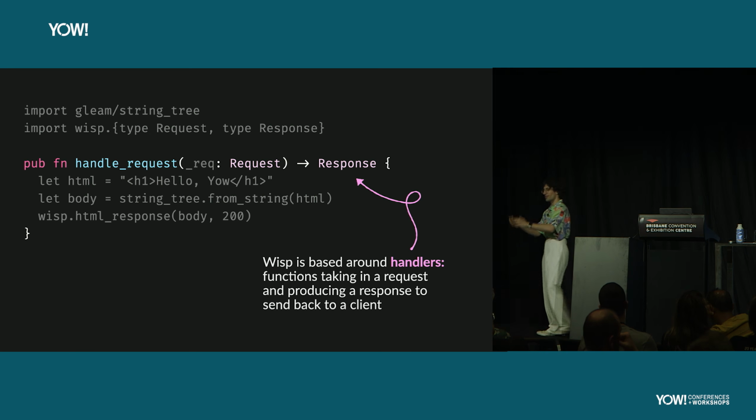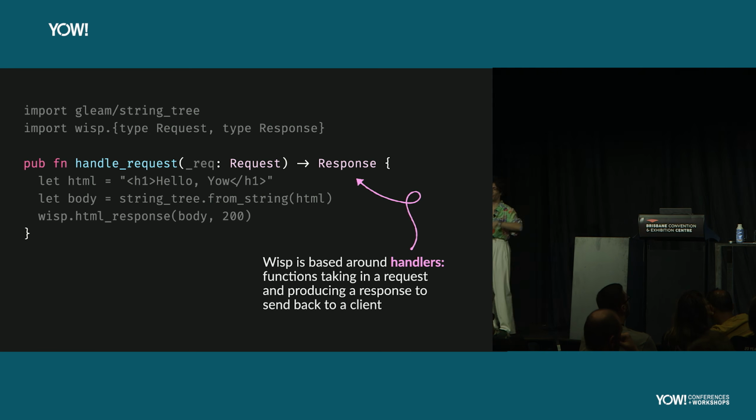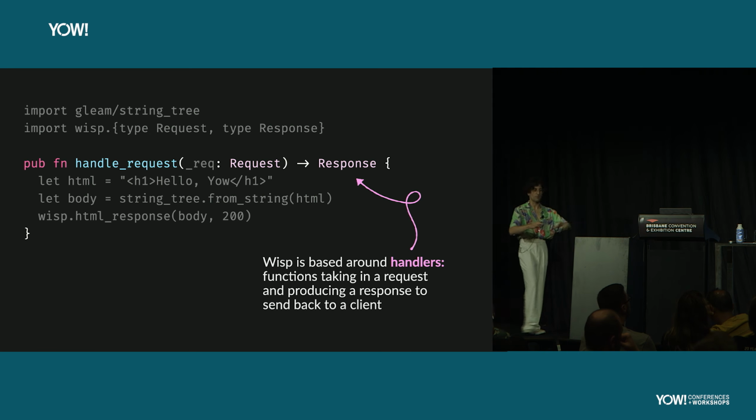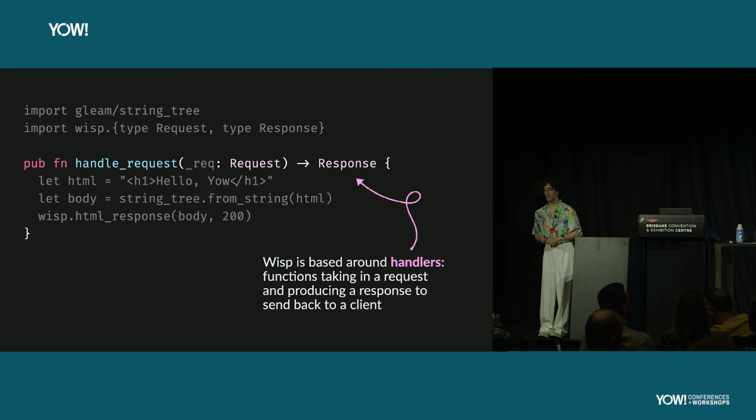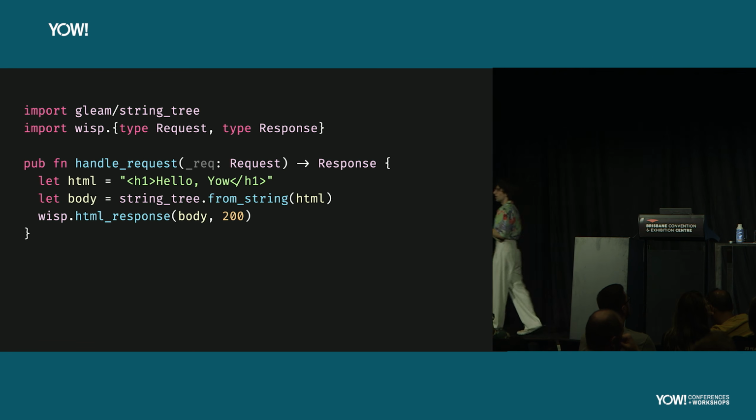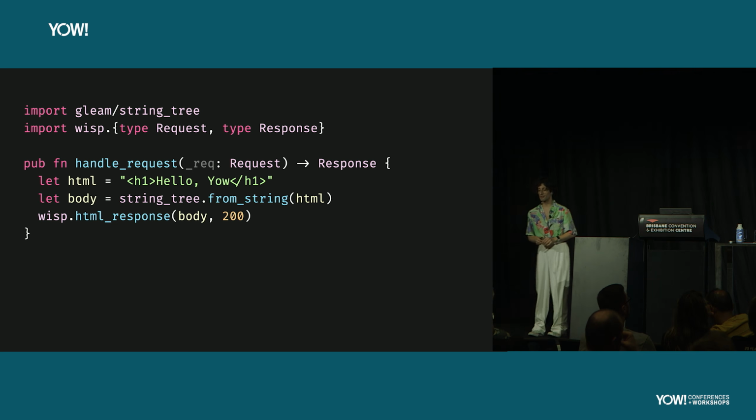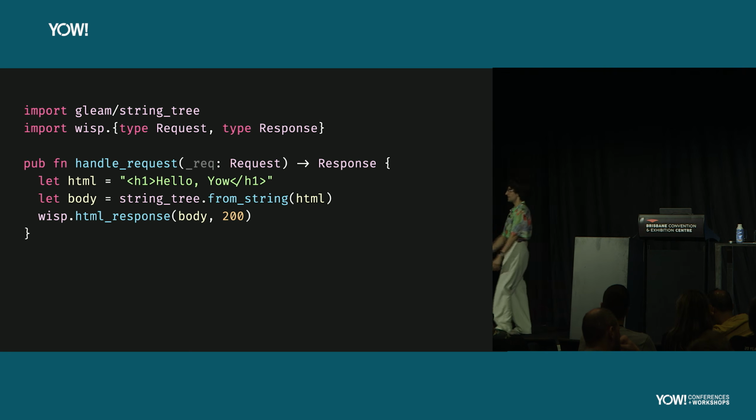So we can just focus on that while the framework is taking care of all the other little details of HTTP communication. So here, what we're doing is building a good old hard-coded HTML string. We're turning that into a string tree, a data structure used by Wisp to efficiently build a response that is then sent back to the client with a status code of 200.